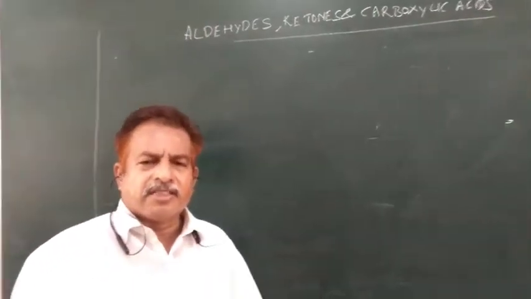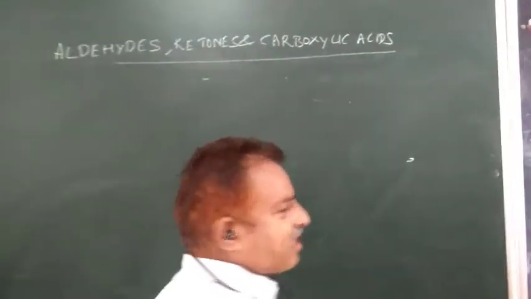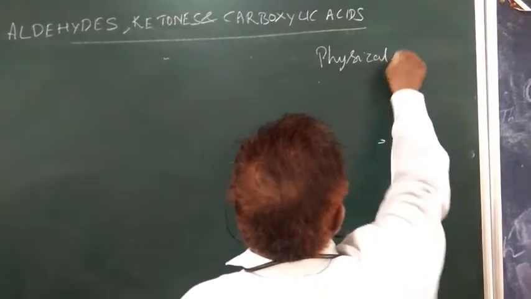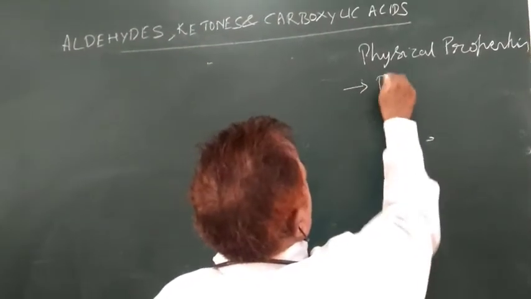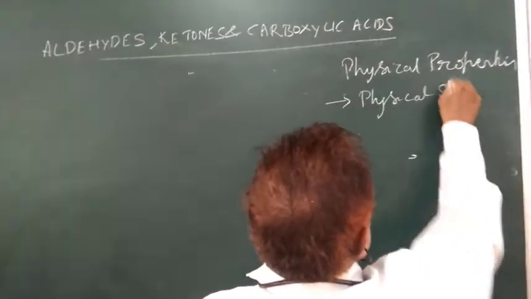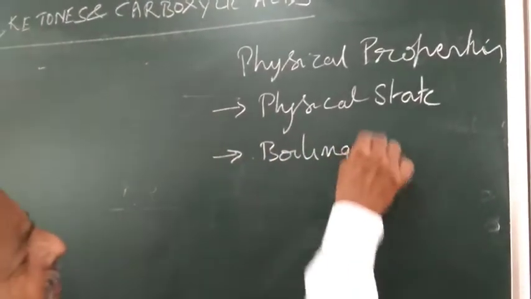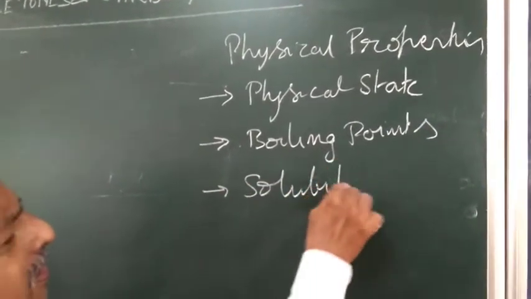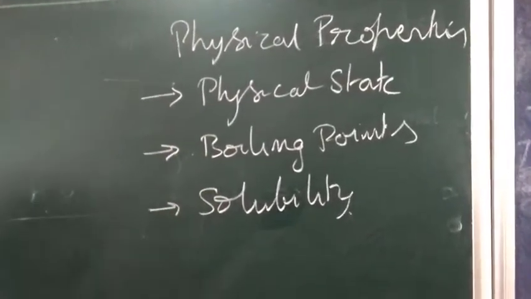Now let us discuss the properties of aldehydes and ketones. In this, the first is physical properties. The three properties are physical state, boiling points, and solubility. Now let us discuss the physical state.